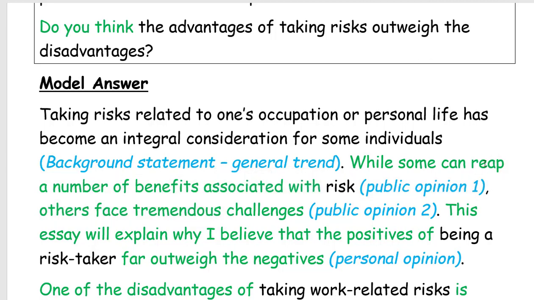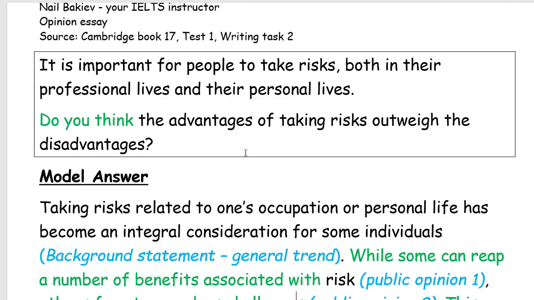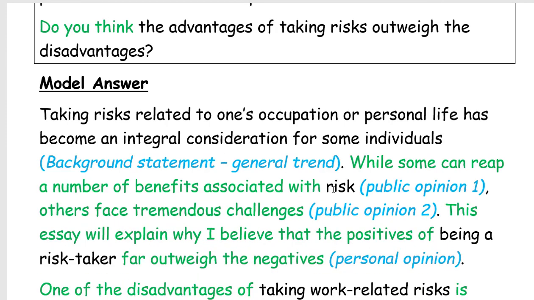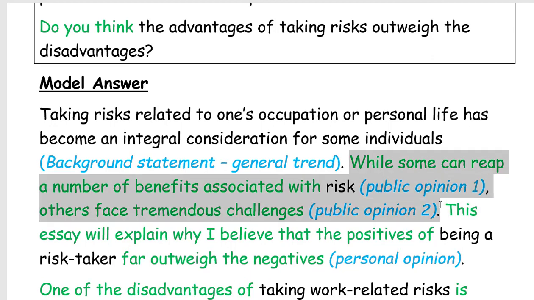In this case, reap means get, a number of here basically means several, and then associated with risk, so we're talking about taking risk. Others face tremendous challenges. Tremendous means big, challenges here means difficulties, okay? So meaning that because we're talking about the advantages and disadvantages of taking risk, and therefore I have provided two different contrasting opinions.